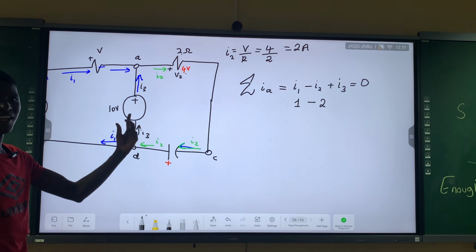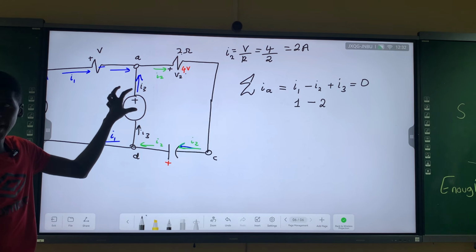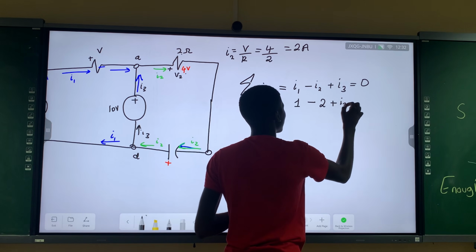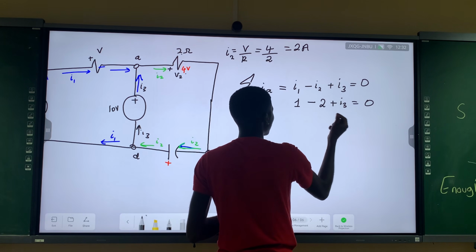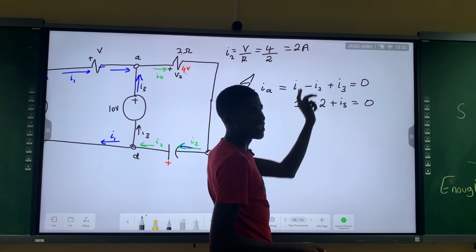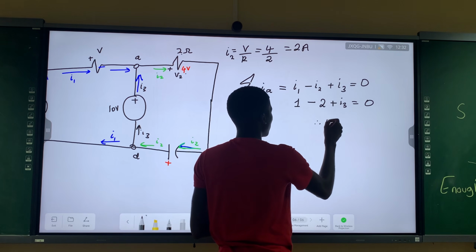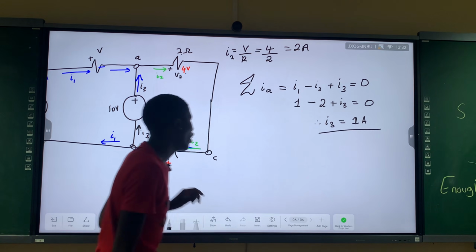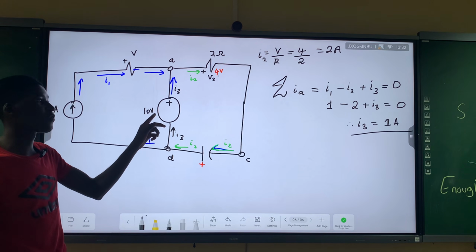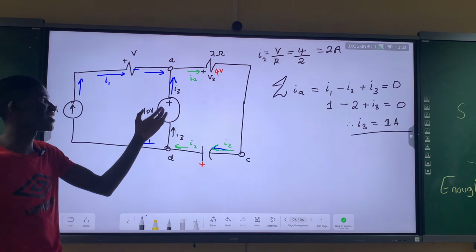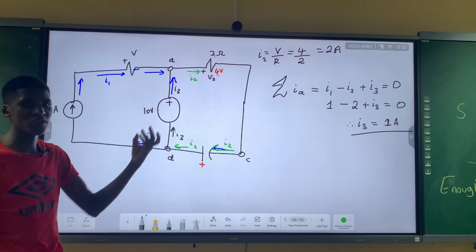No, it's what we are calculating, the total current produced by the source. So we are calculating I3. If you just transpose 1 minus 2, it will give you negative 1, then take it to the other side of the equal sign. I3 is equal to 1 ampere. So this voltage source is also producing a current of 1 ampere, because I3 is the current coming from the voltage source.